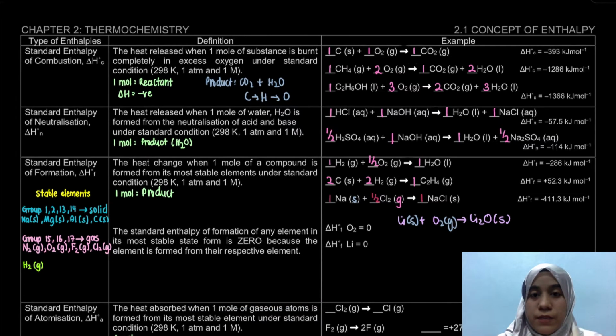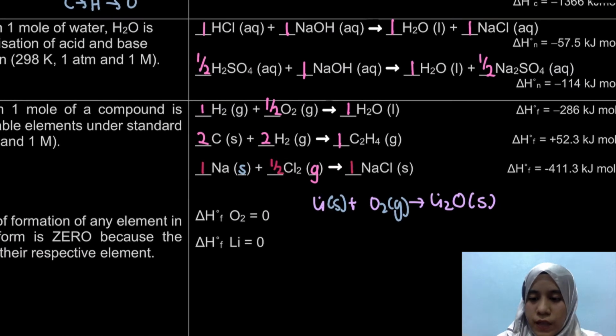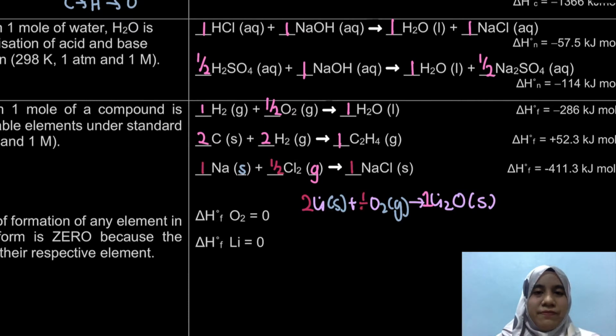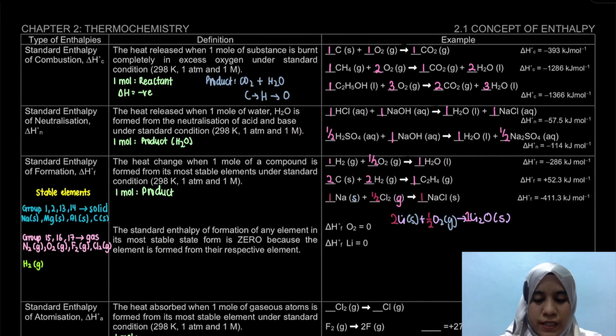Okay, next make it balance. So here Li2O sini yang 1 mole. So right now lithium is not balanced yet. So 2 here. Lepas tu our oxygen dalam case ni is only 1, tapi sini ada 2. So we're gonna write down this one as half. Okay. So equation formation ni, yang confused dia is actually here, the stable element. So please write down on your notes.